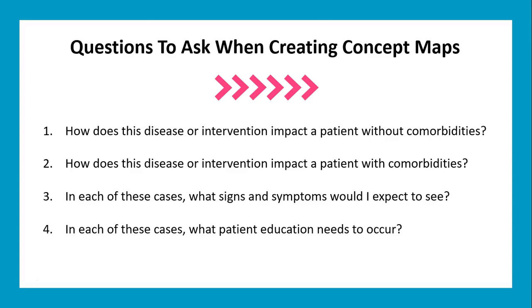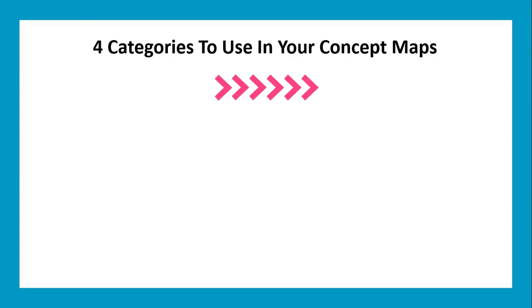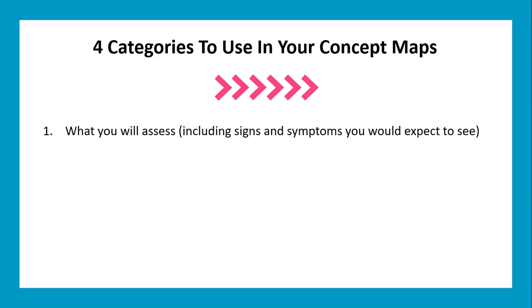These questions flow quite nicely into the 4 categories that I recommend that you use when you create concept maps. So here are those 4 main categories. The first is what you will assess. This is what you will look for in the patient and signs and symptoms that you would expect to see. The second is nursing interventions or treatment. Think about what you would do as the nurse to help support the patient, what interventions you would plan for, and what treatments you would expect to see ordered for them.